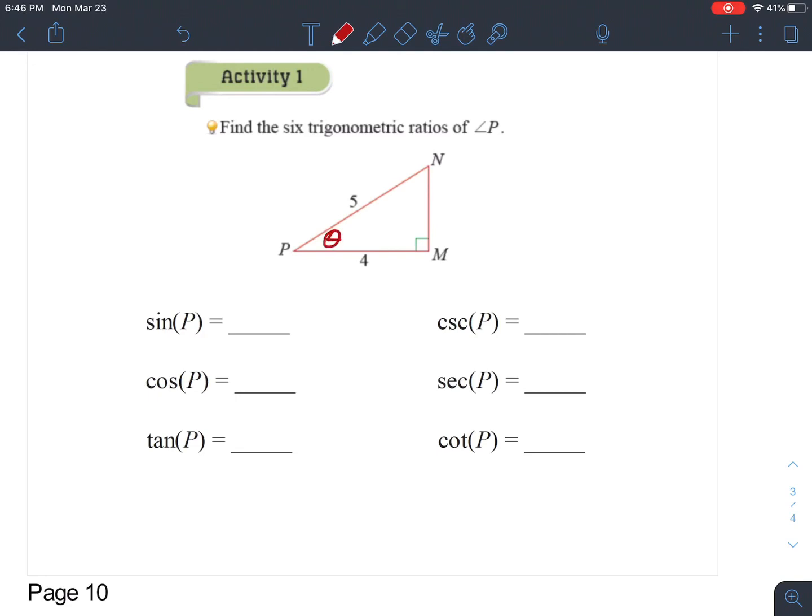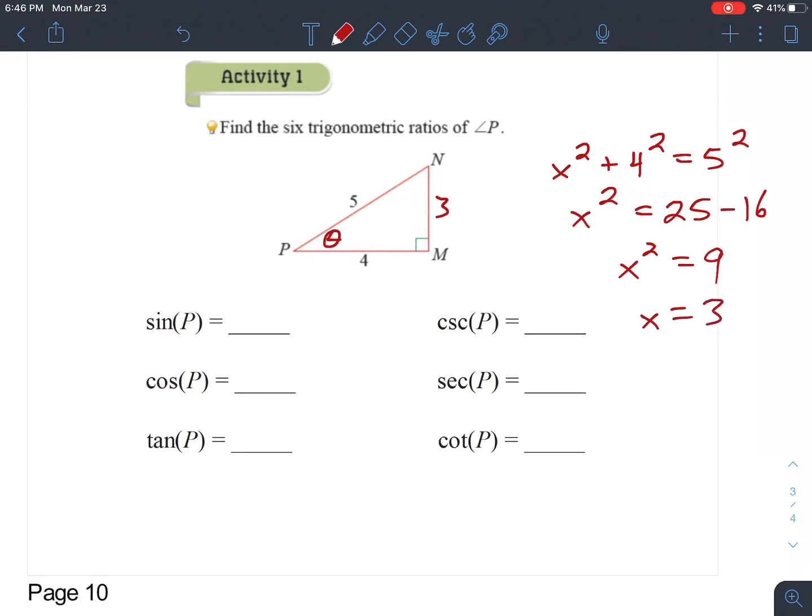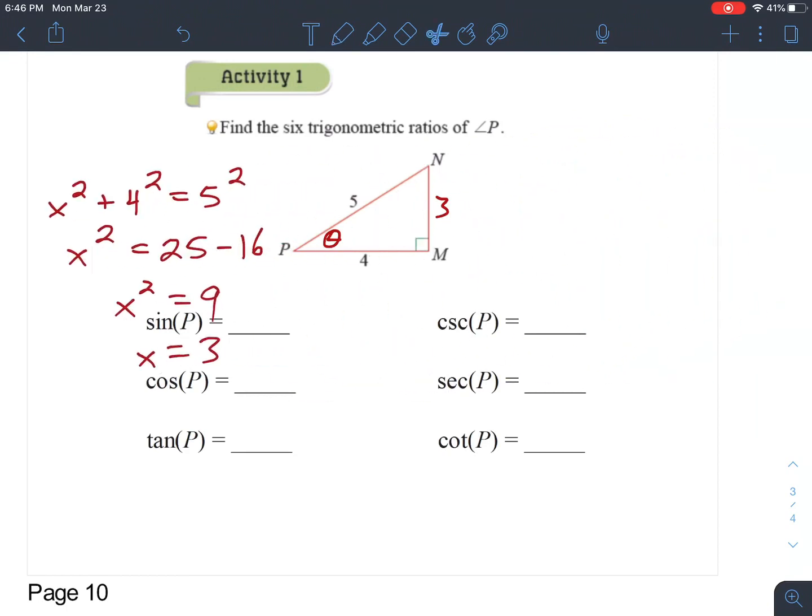Okay, so we are told that we are doing this from angle P, so I drew in theta there. We are also missing one of the sides of our right triangle. Once again, this is going to be a Pythagorean triple, so some of you have already noticed that it was going to be 3. Otherwise, if you didn't, you could have just done x squared plus 4 squared equals 5 squared. Then we get x squared equals 25 minus 16. X squared is 9, and therefore x is 3. So that's another way that you could have found that.